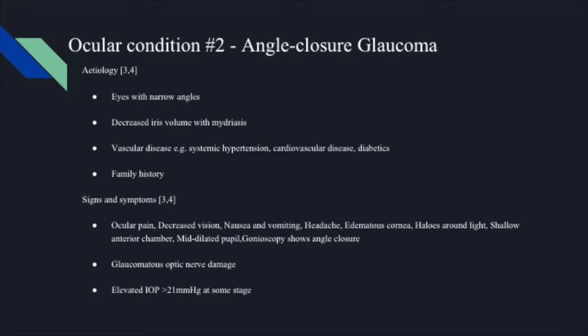Similarly to angle closure, ocular condition number 2, angle closure glaucoma, has a relatively similar etiology. So eyes with narrow angles as well as decreased iris volume with mydriasis. And you will find that the signs and symptoms are quite similar. So the patient may experience ocular pain, decreased vision, nausea and vomiting, headaches, halos around light, shallow anterior chamber, as well as glaucomatous optic nerve damage and elevated IOP, which may exceed 21 millimeters of mercury.